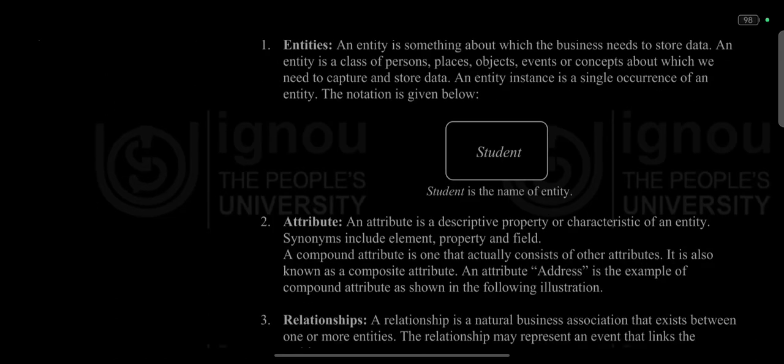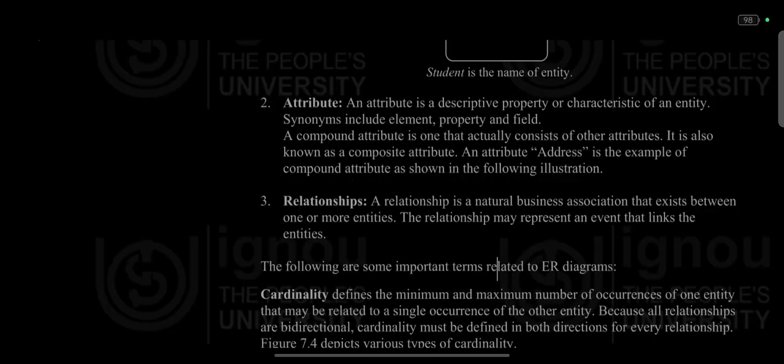Number 2 comes attribute. An attribute is a descriptive property or characteristic of an entity. Synonyms include element, property, and field. A compound attribute is one that actually consists of other attributes. It is also known as a composite attribute. An attribute address is an example of a compound attribute, as shown in the following illustration.